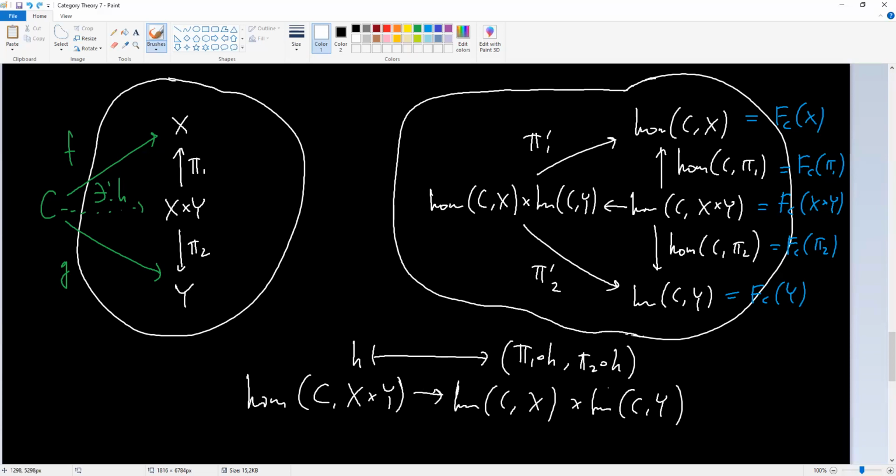actually tells me what? It tells me that if I take h and map it there by the bijection, I must get an ordered pair whose first coordinate is exactly this function applied to h. Remember, this function applied to h is just pi 1 composed with h. So this bijection is such that triangle 1 commutes, because of the first coordinate being pi 1 composed with h. And similarly, because of the second coordinate being pi 2 composed with h, it makes triangle 2 commute.